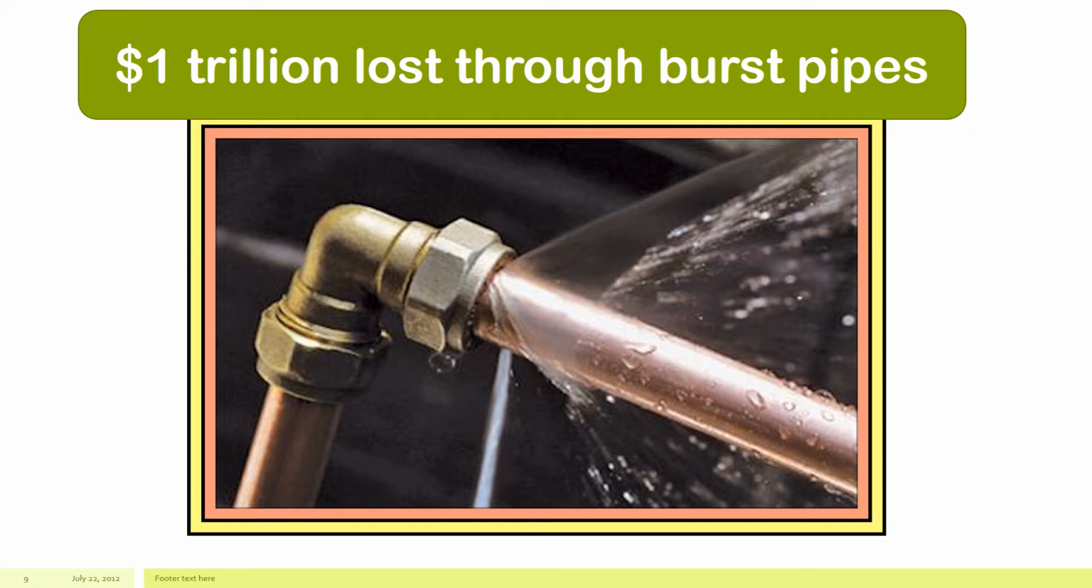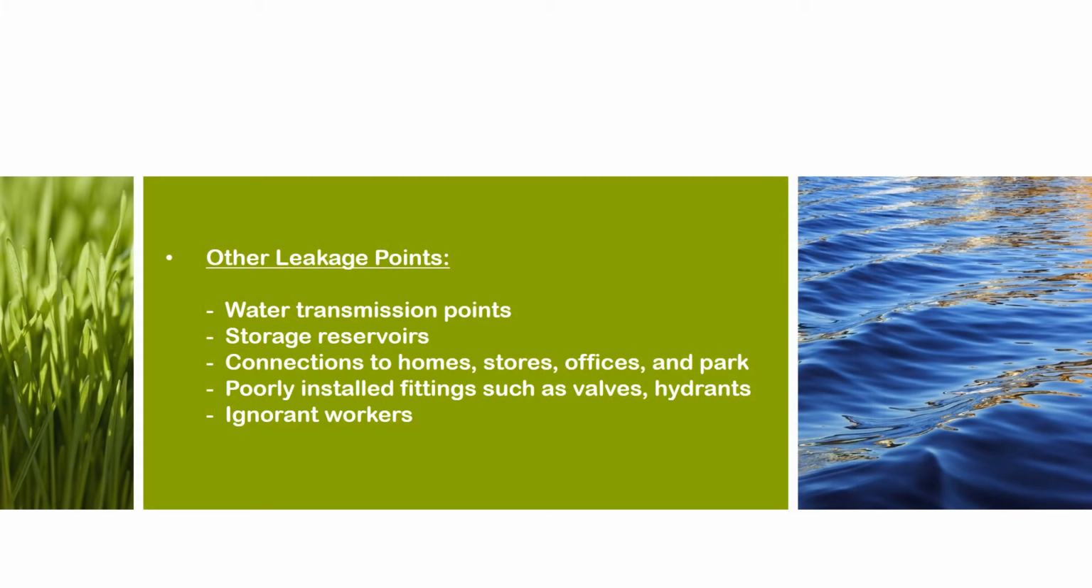And research states that $1 trillion is lost through burst pipes. This could be either from the use of substandard pipes or through the inefficiency of service personnel. Other leakage points are water transmission points, storage reservoirs, connections to homes, poorly installed fittings such as valves and hydrants, and also ignorant workers.